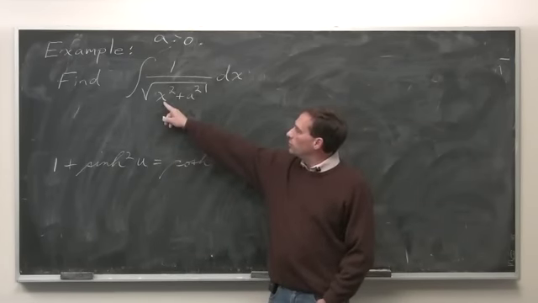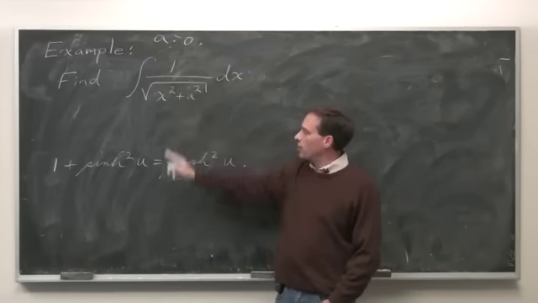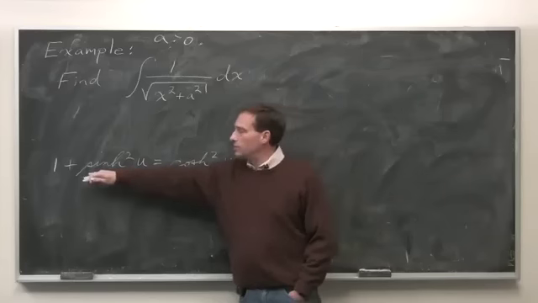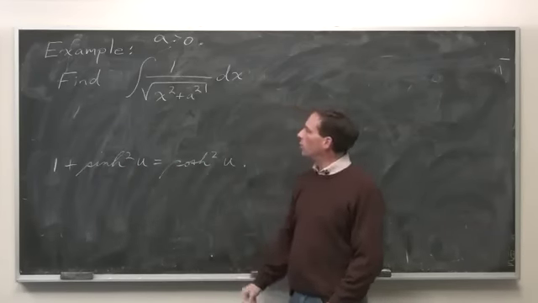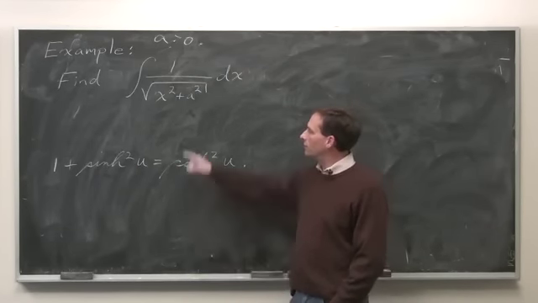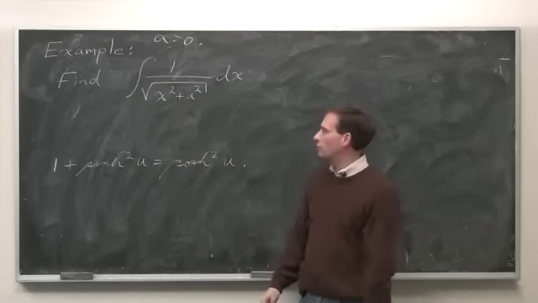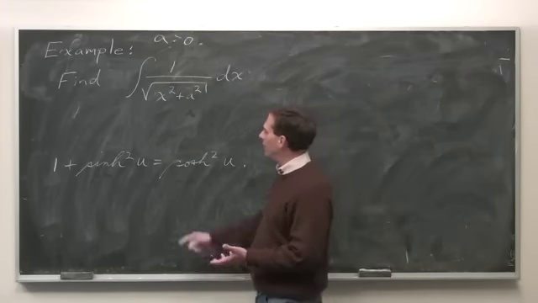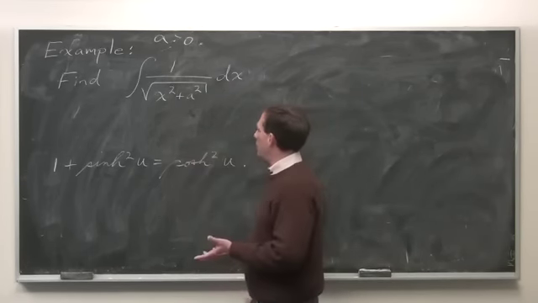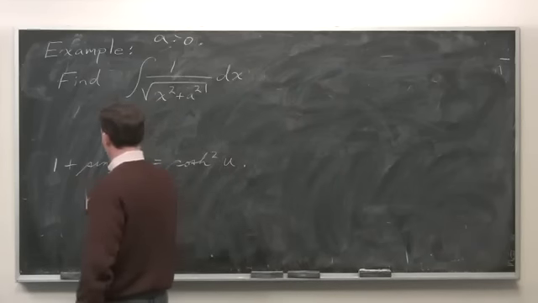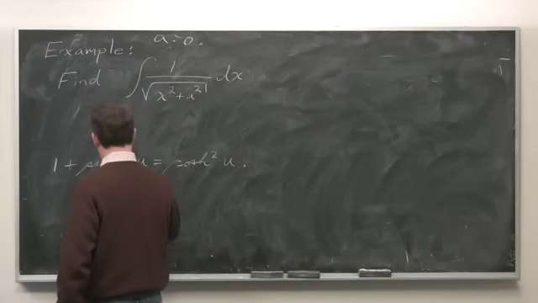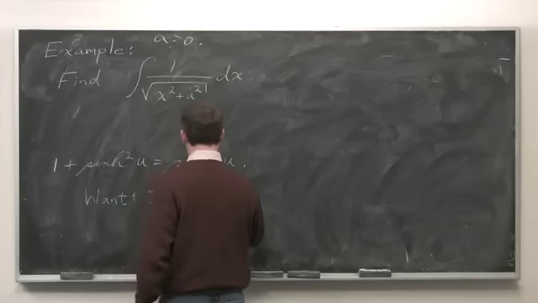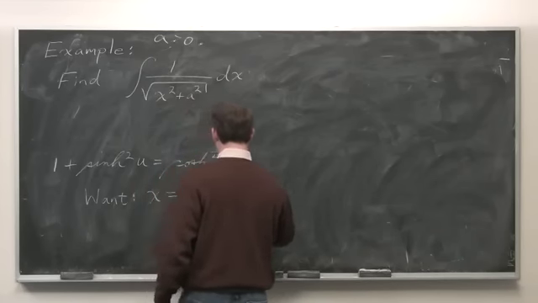What you try to do when you see something squared plus something squared under a square root, you want to make the thing under the square root essentially equal to this, but you also have to throw in a constant to factor out the a squared part. So that's what we do. You should think to yourself, if I could make x equal, so what we want, you want x equals a times the hyperbolic sine of u.